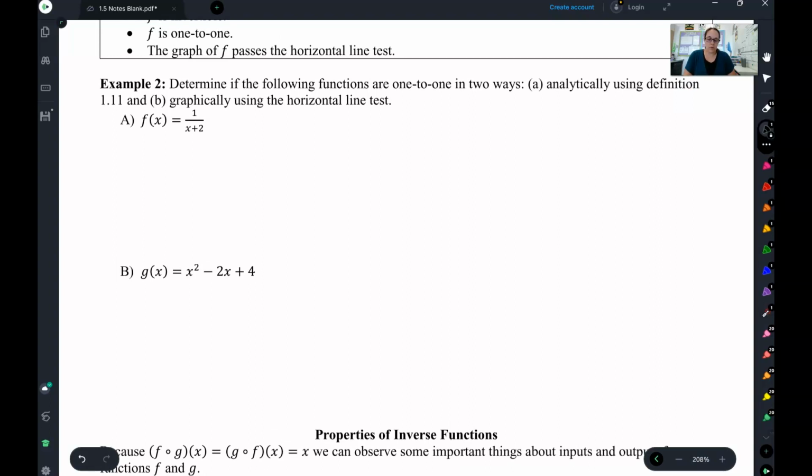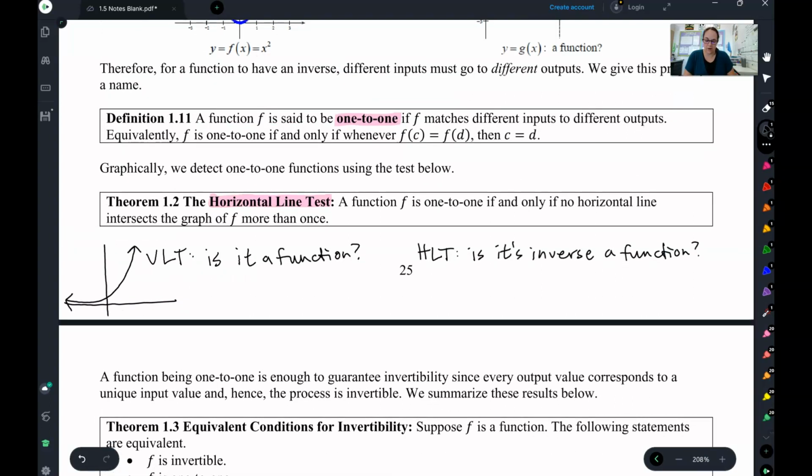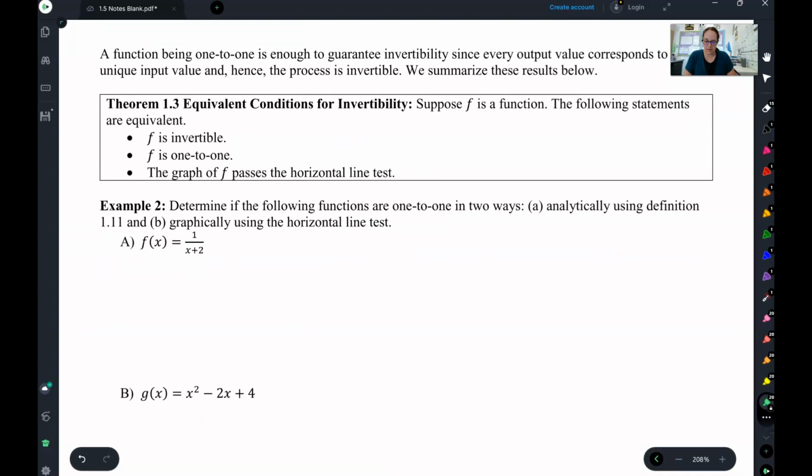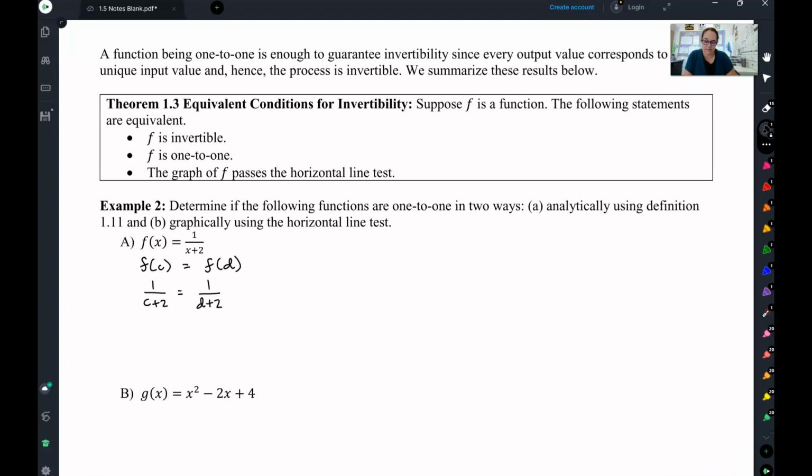Now, if I want to do this by hand, use this definition right here, where it says, if f of c equals f of d, then c equals d. So let me show you what that means. I'm going to come in here and do f of c equals f of d. So plug c in to get 1 over c plus 2 equals plug d in to get 1 over d plus 2. And then basically I want to simplify this.